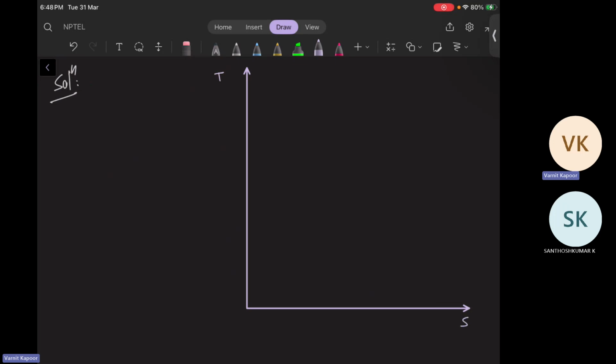Temperature-entropy plot. So first stage compression, from 1 to 2, is isentropic compression. Point 1 is at 300 Kelvin, entered at 300 Kelvin, and then it was passed through the first stage and it reached 290 Kelvin. Okay, 290 Kelvin.